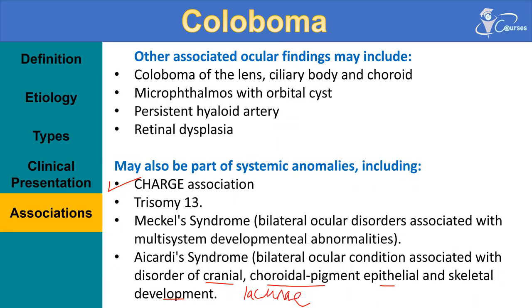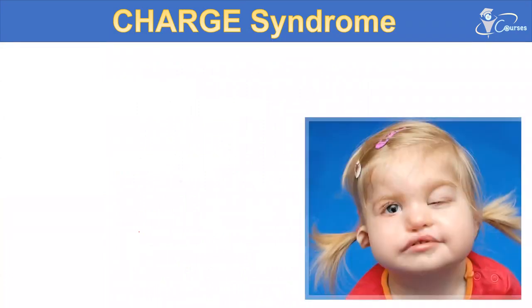It's called the Aicardi syndrome and Meckel syndrome. The most important is the CHARGE syndrome. In the CHARGE syndrome, you can see that the child has a coloboma. There is iris coloboma. So CHARGE, again, every letter will count for an association.